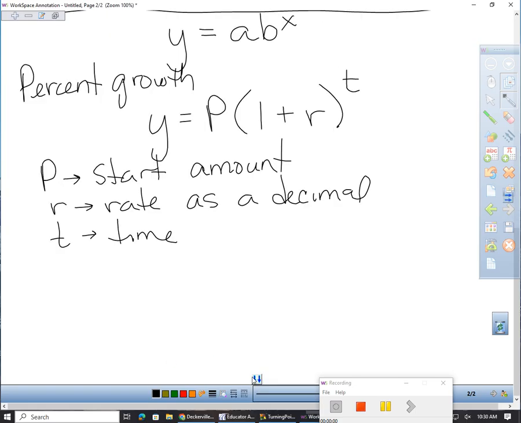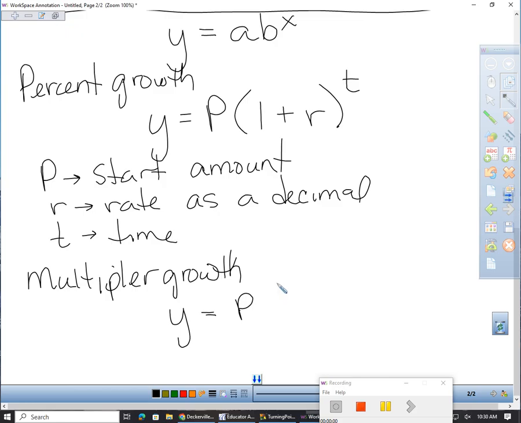If it's not a percent, but a multiplier growth, like double, triple, then it would be y equals p times, we're going to use our b value to the t. All right. Okay, so where p is your starting amount, b is your growth factor, whether it be double, triple, whatever, and t is the amount of time.